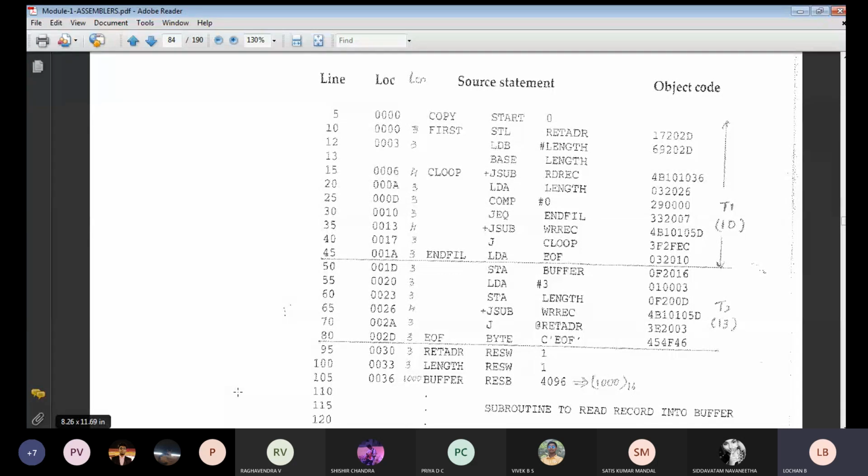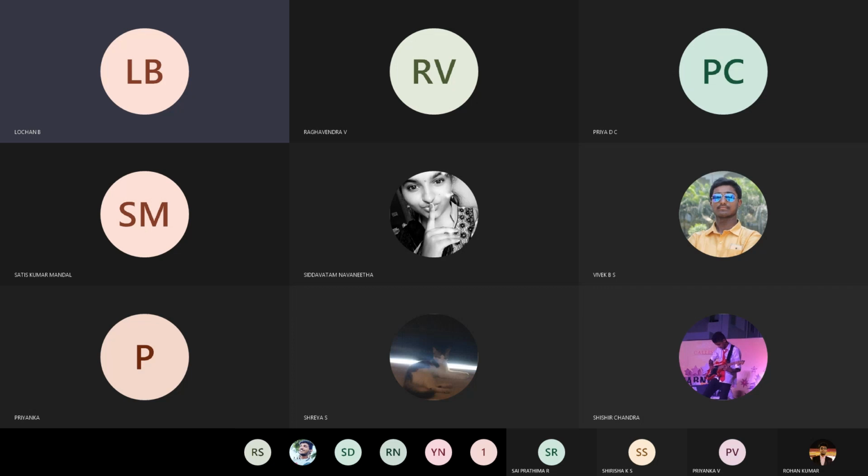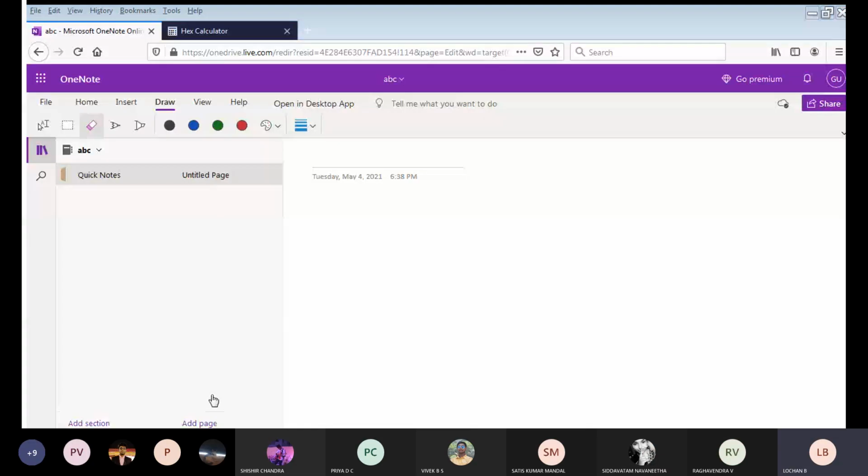I'll open the writing pad. Along with that, parallelly you also write down the 15th line, so that it will become easy when I explain. Write the address 0006C, loop, plus JSUB, RDREC. Yesterday's class I taught you format 3. So today we will be discussing format 4.